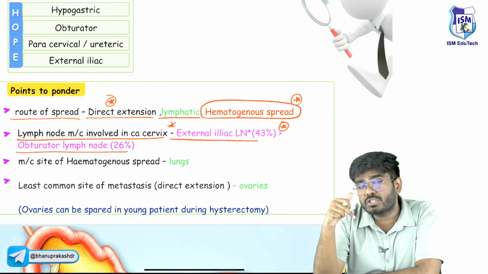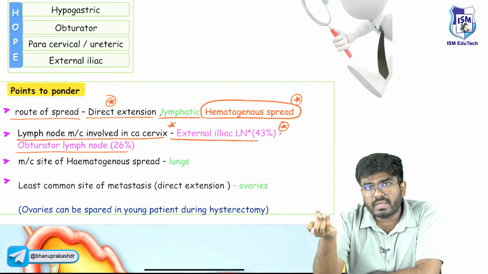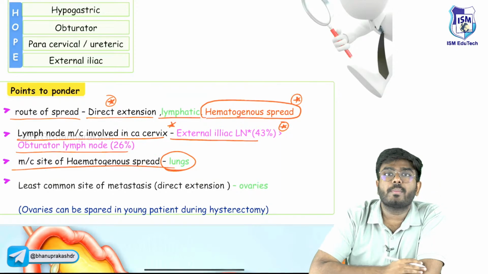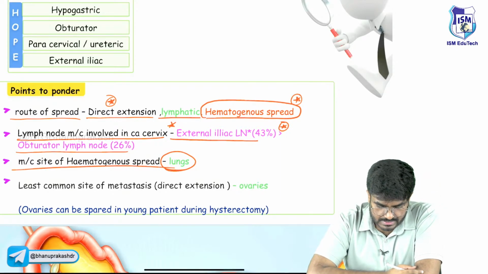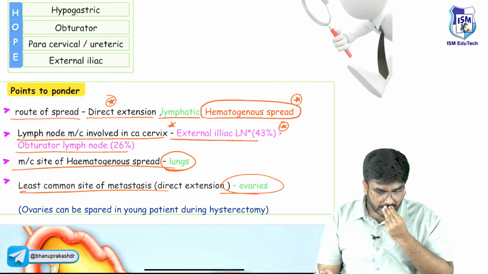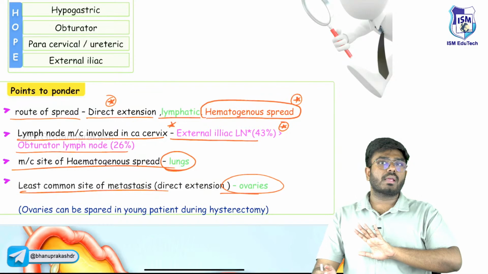And what is the most common site of metastasis? Cervical cancer is going to metastasize especially to the lungs. That's the most common site of hematogenous spread. That's the question which was previously asked. The least common site of metastasis is the ovaries. So with this, the points which I want you to know from the pathology point of view are completed.